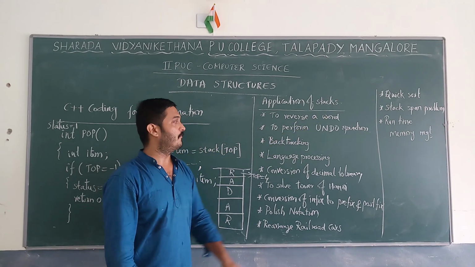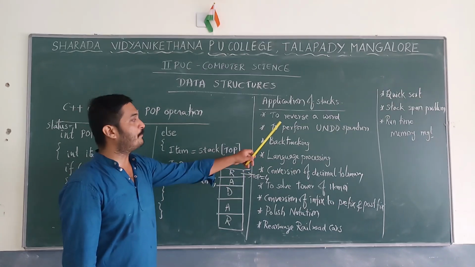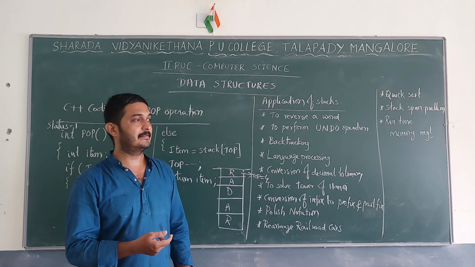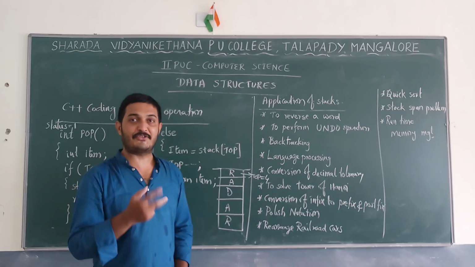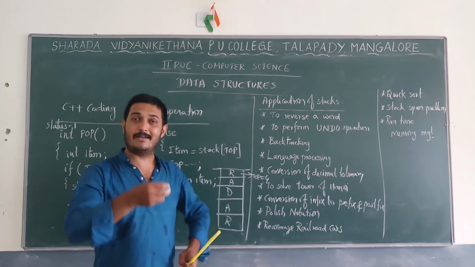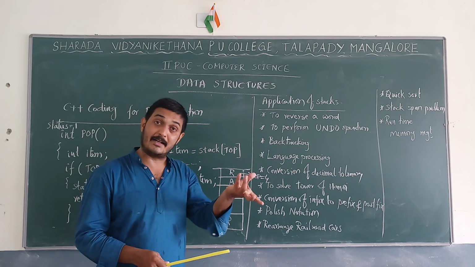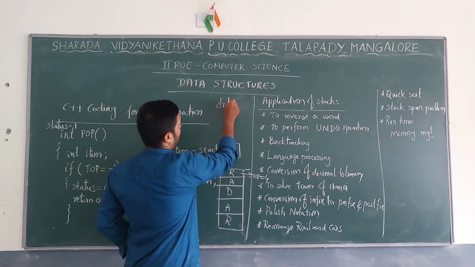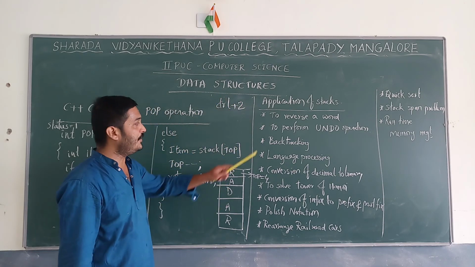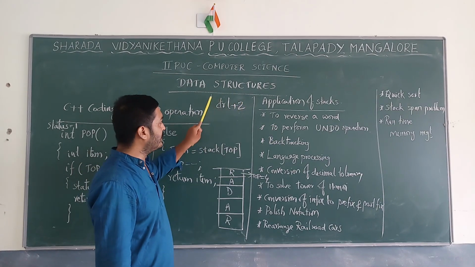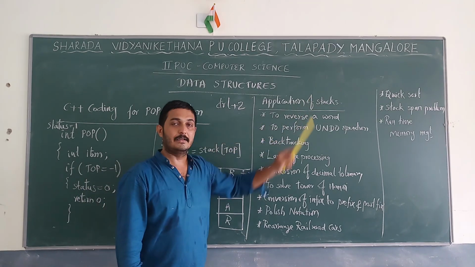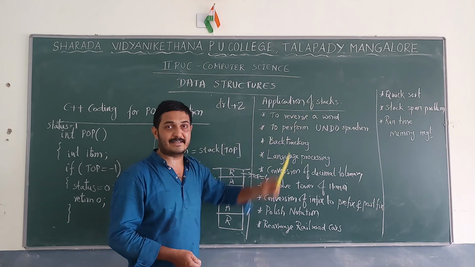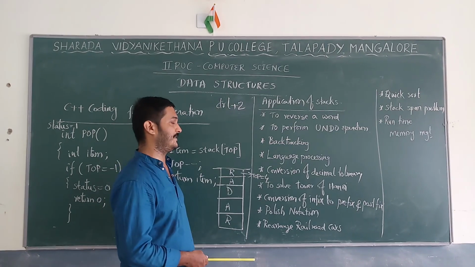The second point is to perform the undo operation. So far we know that in Word, in case some operation has happened unexpectedly, we can reverse that operation by using Control Z. Control plus Z, right? And actually this particular operation is performed by a stack. So Control Z or the undo operation we can perform by using a stack. That means it's one of the applications.